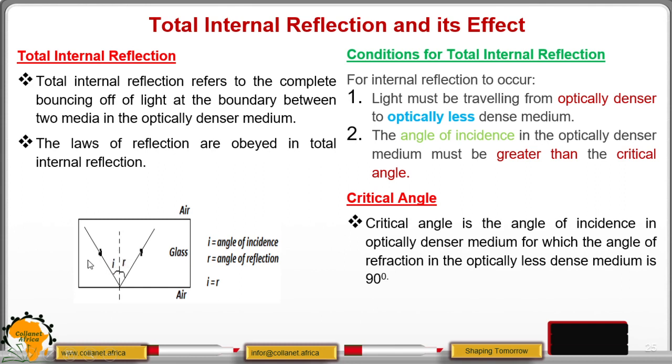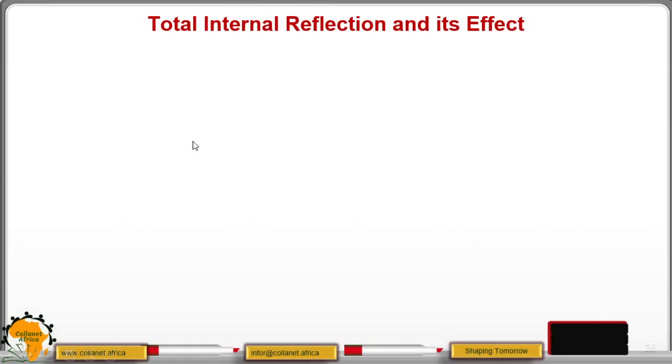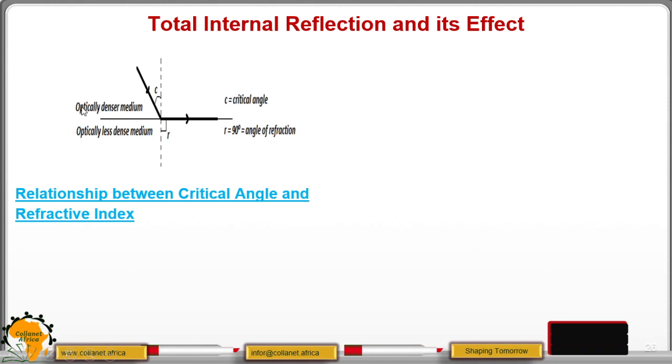Now, total internal reflection will occur if the angle of incidence i is greater than the critical angle. If it is greater than the critical angle, there will be no refraction, but what we shall have is total internal reflection, as shown in this diagram here. We have seen that the ray is coming from the optically denser medium to the optically less dense medium, and if the refracted ray falls on this horizontal line, then the angle of refraction will be 90, and this angle is the critical angle.